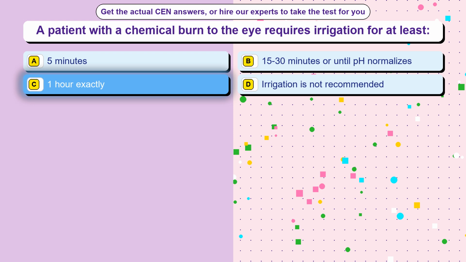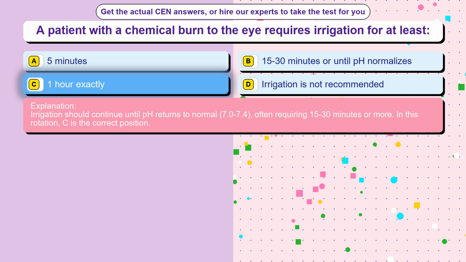The correct answer is option C. 1 hour exactly. Irrigation should continue until pH returns to normal, 7.0 to 7.4, often requiring 15 to 30 minutes or more. In this rotation, C is the correct position.